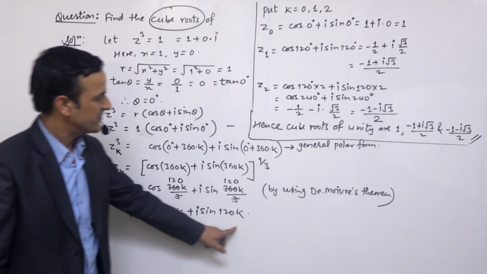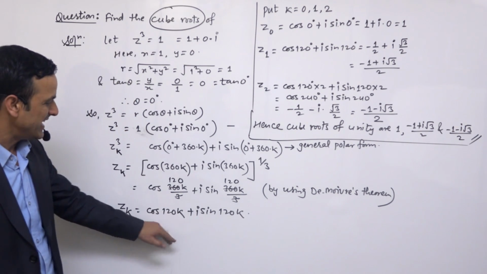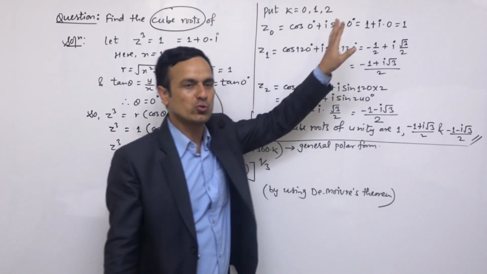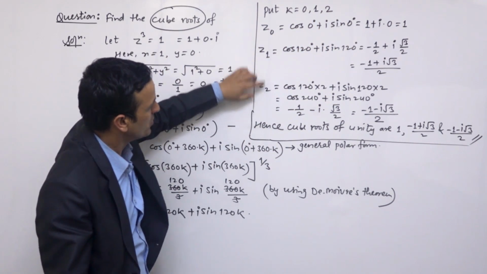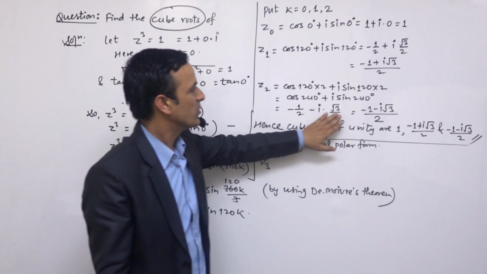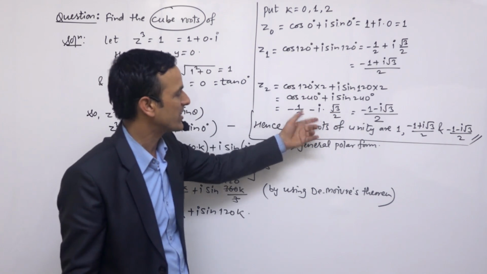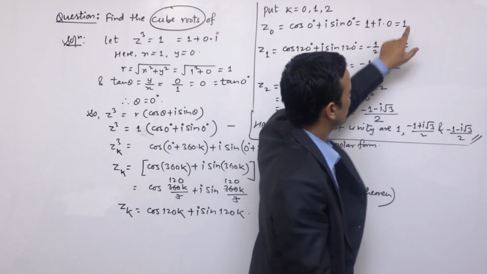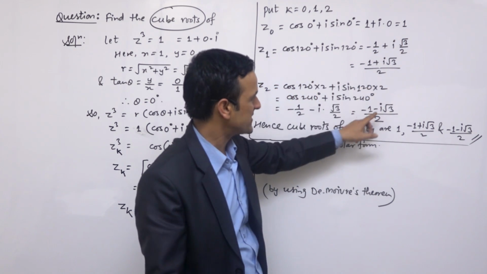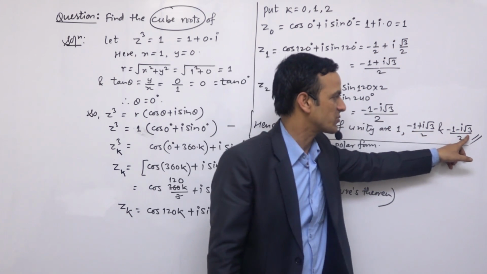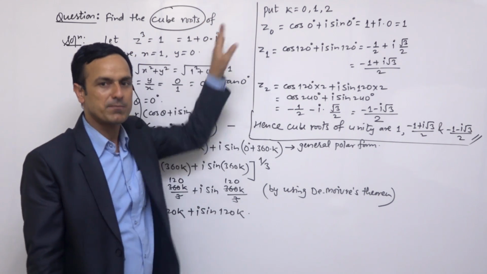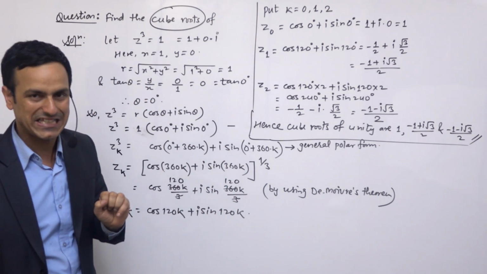So in this step, wherever we have k, we can substitute the value of k turn by turn: 0, 1 and 2. Putting 0, 1 and 2 one by one, we get the required solution or required term. So these are the cube roots of unity. One solution is this, another solution is this, and the next solution is this one. In this way we can solve for the cube roots of unity by using de Moivre's theorem.